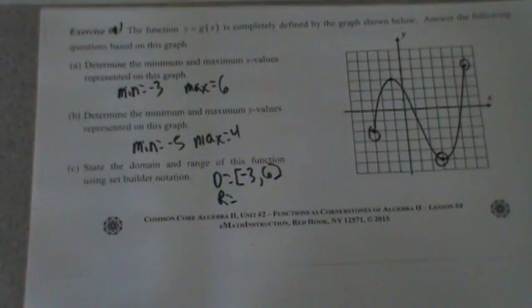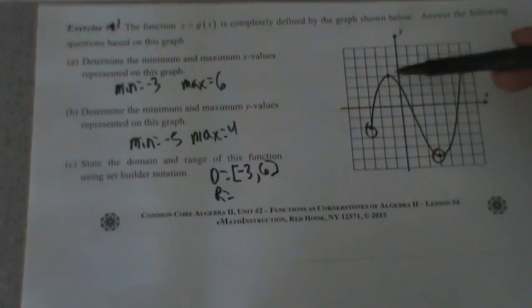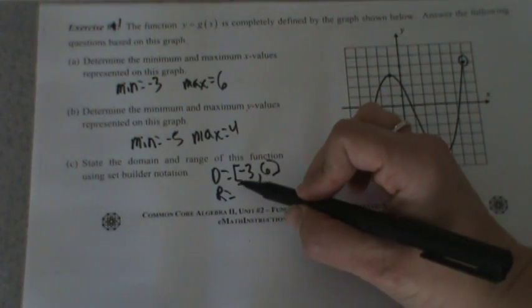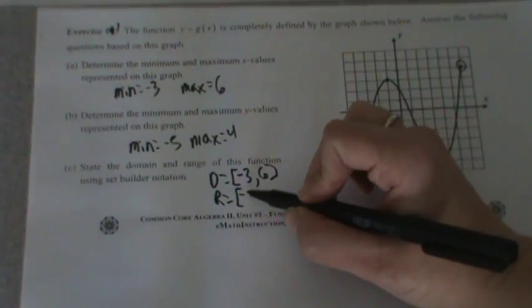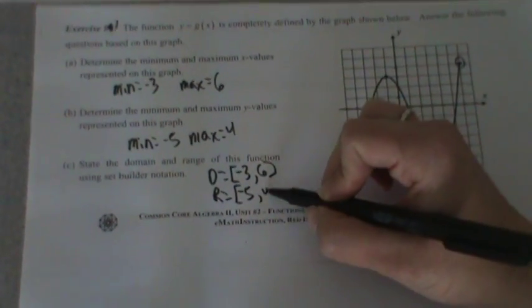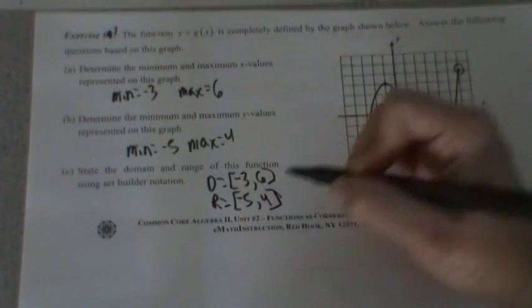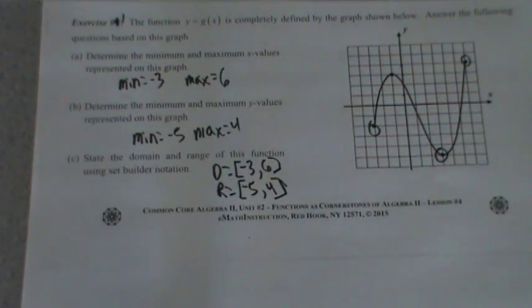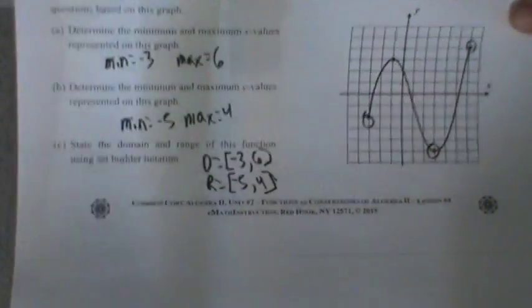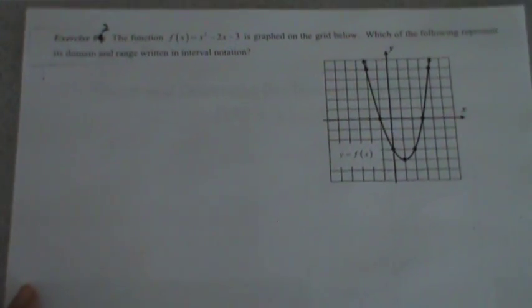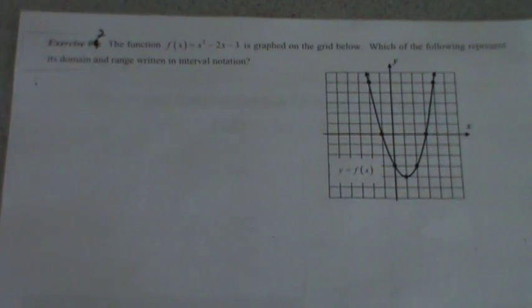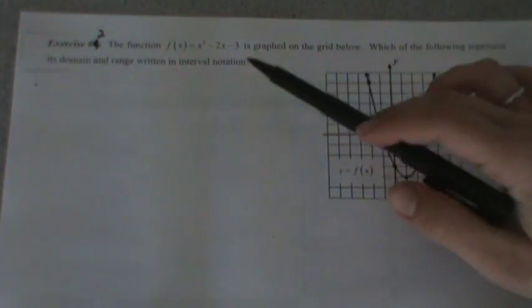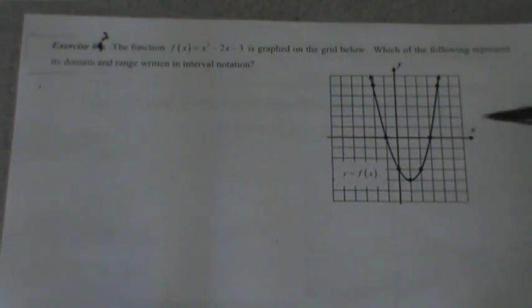The range, R, again, these are closed circles, so I'm going to do brackets. The smallest was negative 5, and the largest was a positive 4. So again, I do an ending bracket. And that's how you do domain and range on a closed graph, where it has a beginning and end. Now what we're going to talk about is a graph where it does not have a beginning or end. Here I have the graph of the equation x squared minus 2x minus 3.